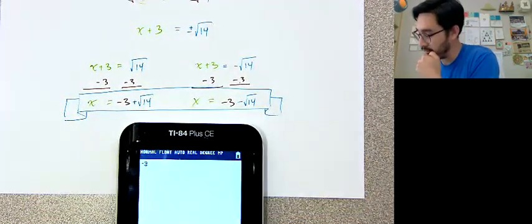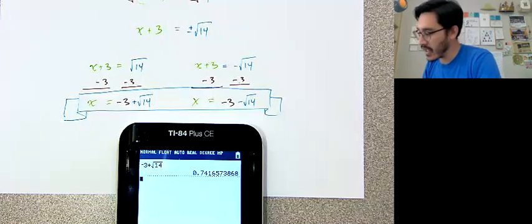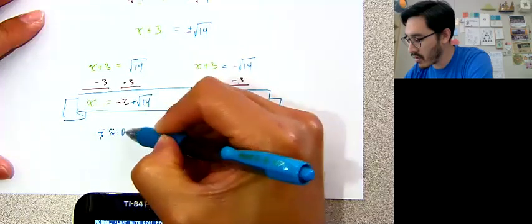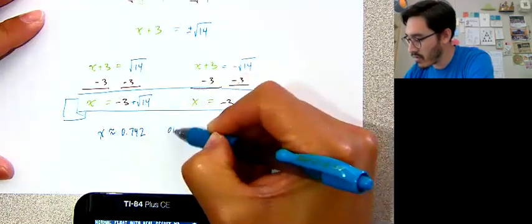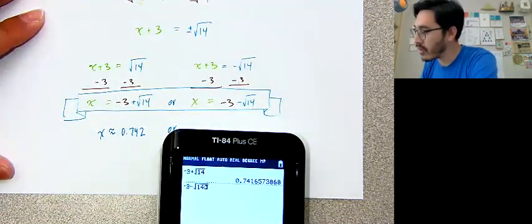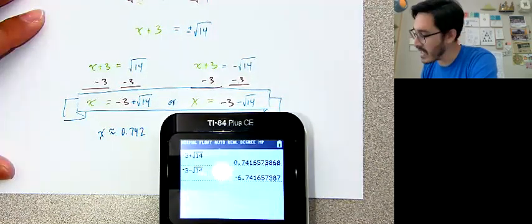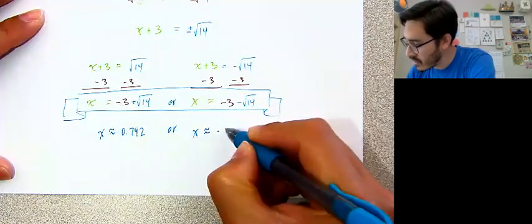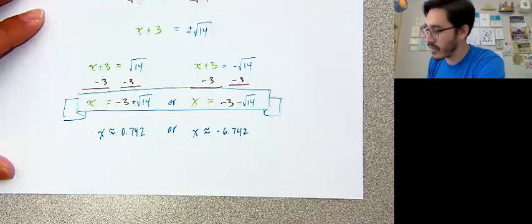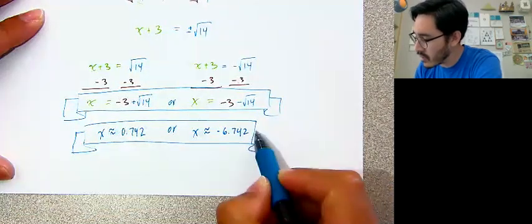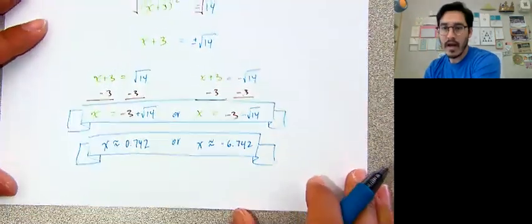So let's see, negative 3 plus the root of 14. So that's like 0.742. And then negative 3 minus the root of 14 is, what's that, negative 6.742. All right, so let's wrap that in a ribbon as well. And now we can call it a day.